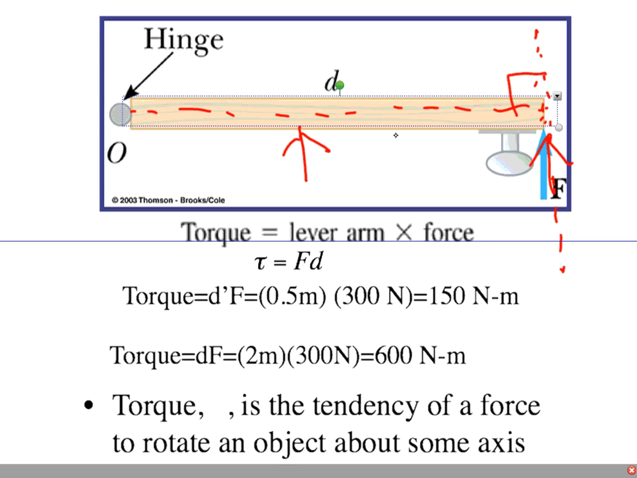That's the lever arm. So if I apply the force in the middle, somewhere or even closer, then that lever arm is a small number, like in this particular case. So I apply a force of 300 newtons, and I apply it here half a meter away. The torque I'm applying is 150 newton meters. If I apply it at 2 meters away from the axis, from the hinge, then I have a torque that's twice as big. So the torque is the tendency of a force to rotate an object about some axis. And this is very important, about some axis.